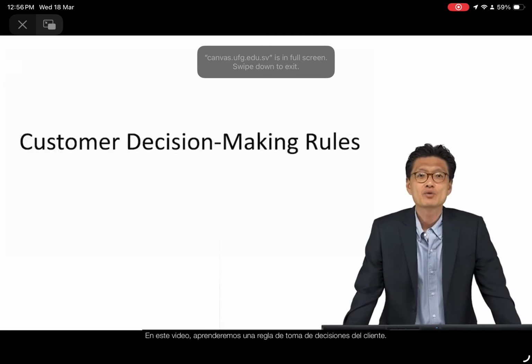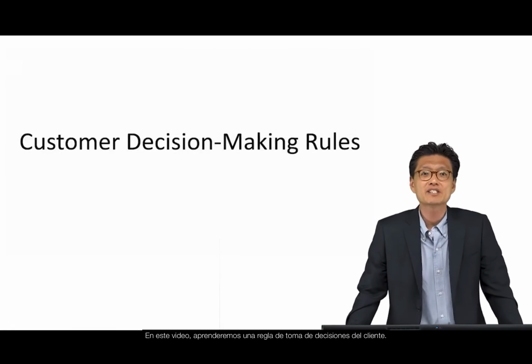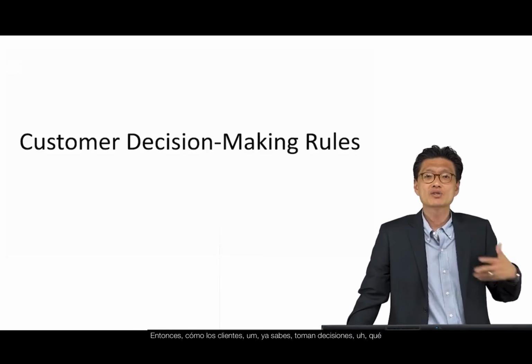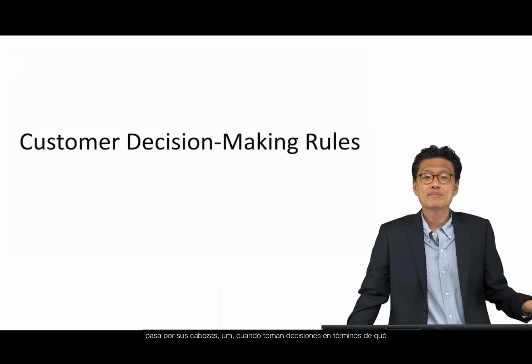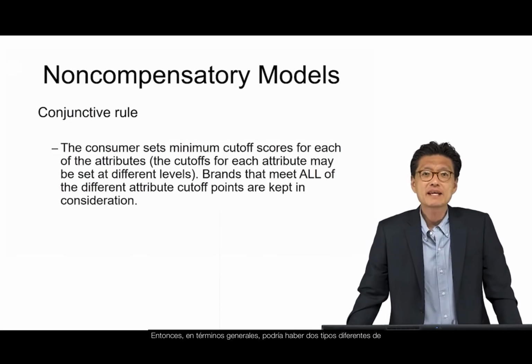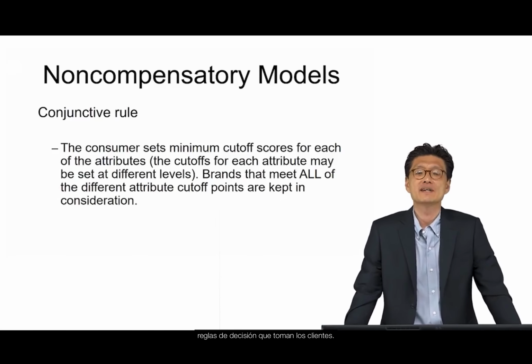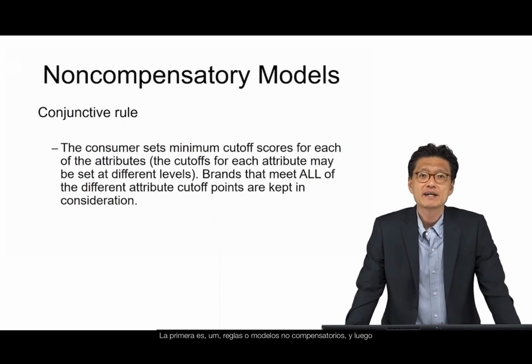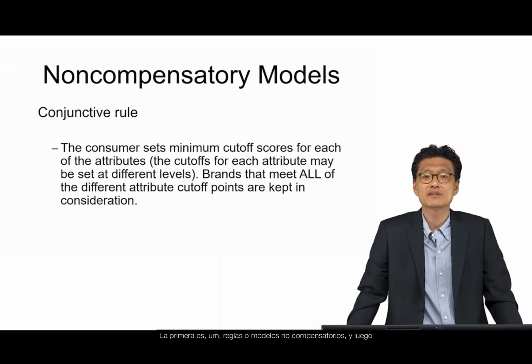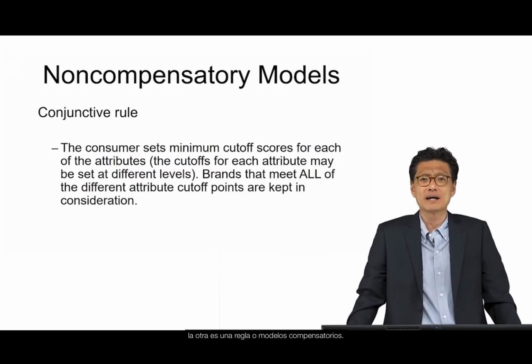In this video, we'll be learning a customer decision-making rule. So how customers make decisions, what goes on in their heads when they're making decisions in terms of what brands to purchase. Broadly speaking, there could be two different types of decision rules that customers make. The first is non-compensatory rules or models, and the other is compensatory rules or models.